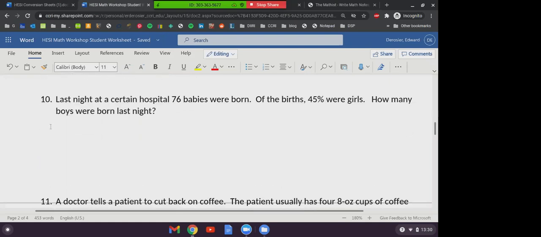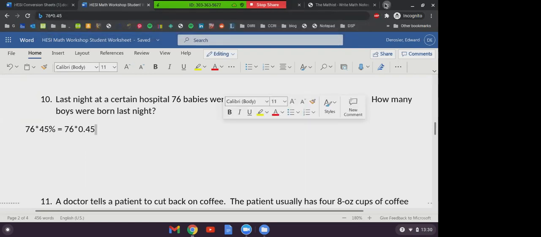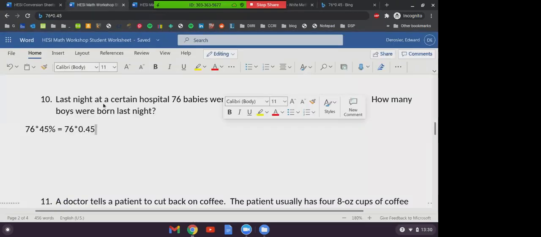All right, number 10 says, last night at a certain hospital, 76 babies were born. Of the births, 45% were girls. How many boys were born last night? Okay, so we can do that. We can say 76 times 45%, or 76 times 0.45, right? So let's do that in our calculator. Let's do it over here. It gives me 34.2.